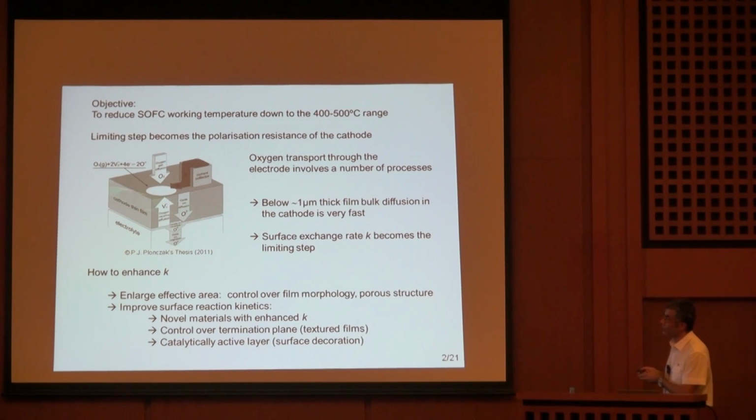So there are different steps that give the reaction rate. But also, once the oxygen ions incorporate into the cathode, they have to migrate or diffuse to the electrolyte, and there can again be some resistance, some barrier at the cathode-electrolyte interface before it goes into the electrolyte.